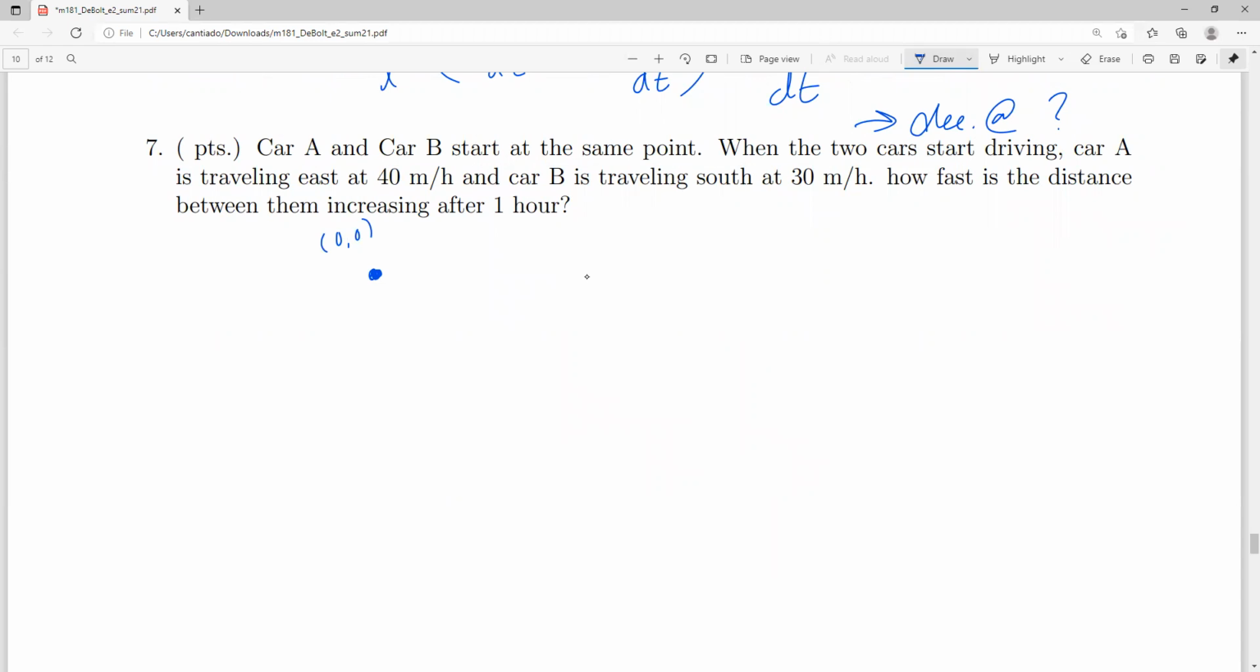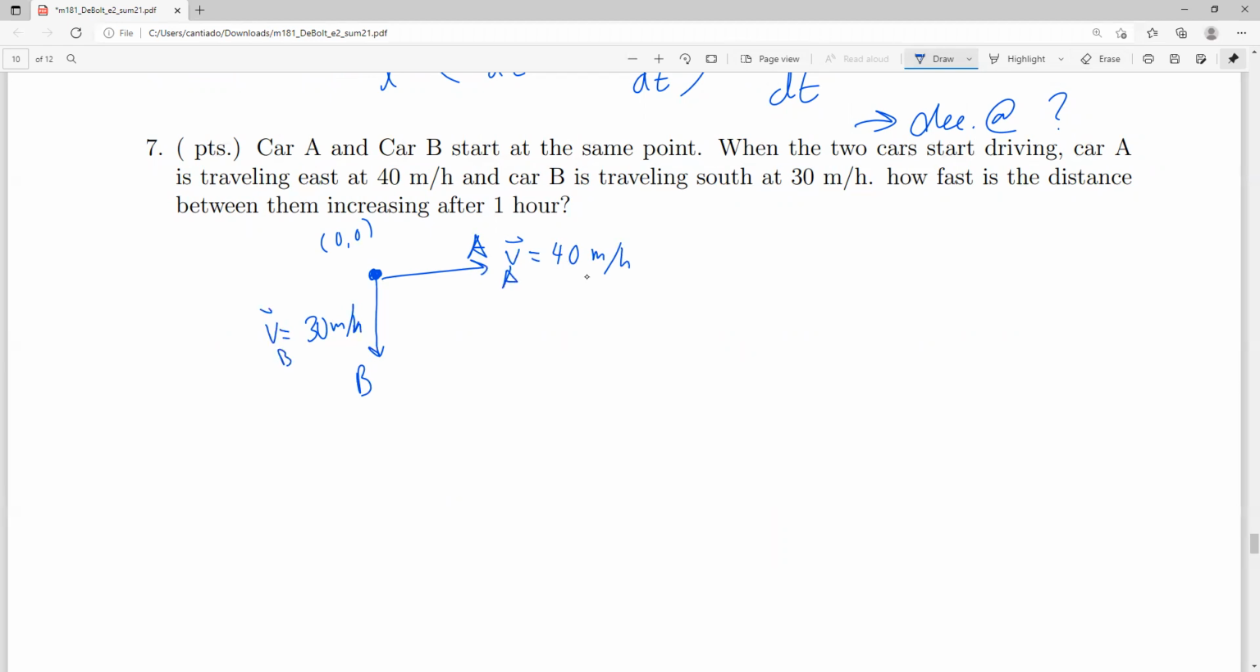A is going east, which is right. So A is traveling at a velocity of, what's that, 40 meters per hour. And then B travels, that should be smaller, technically. B travels at 30 meters per hour. This is B, and this is VB, VA.